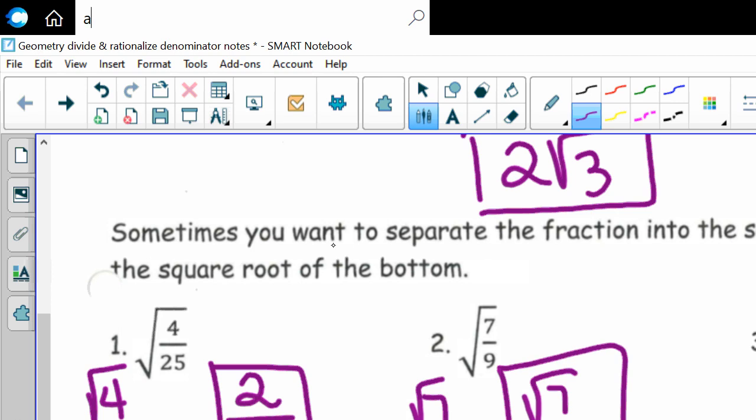Number 3, again, square root of 11/16. The 11 and the 16 are not going to divide and give me a nice whole number. There's nothing that they will simplify by, so separate it. Square root of 11 over the square root of 16. On top, square root of 11 is not a perfect square, and I cannot do a factor tree on it, so it stays square root of 11. And the denominator, the square root of 16, is just 4. So my answer is square root of 11 over 4.